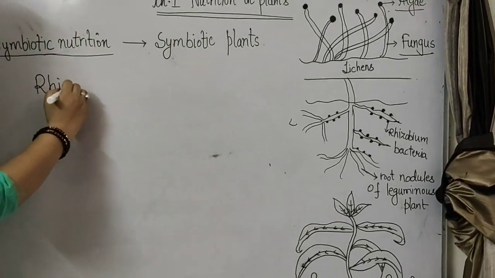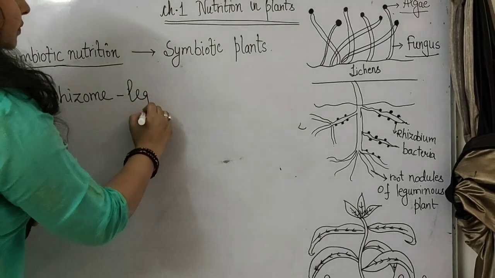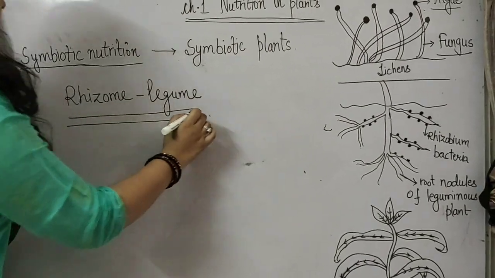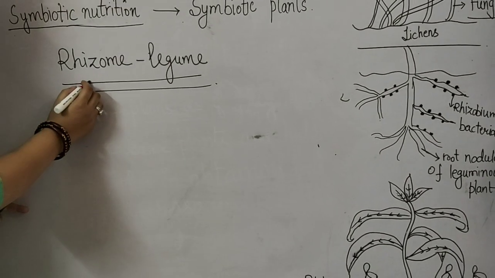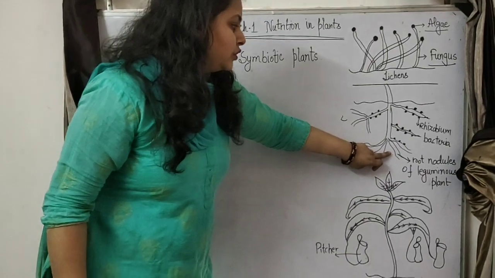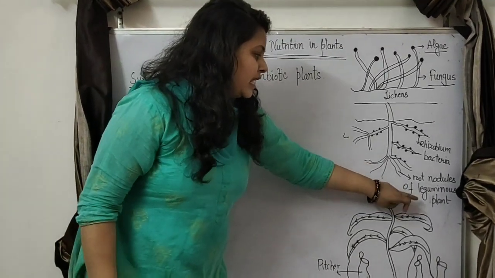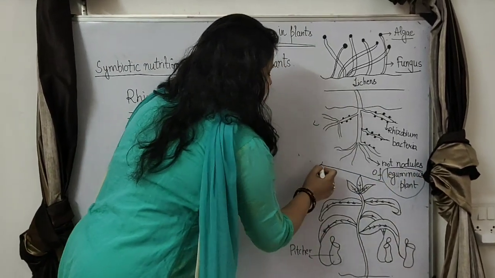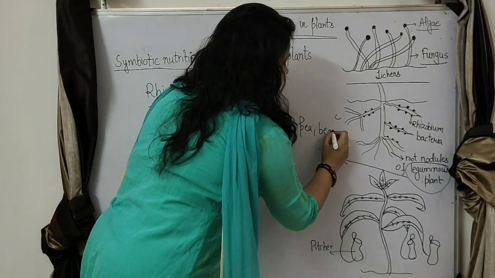Okay. Now, another example of symbiotic plants is rhizobium and legume plants, where rhizobium is what? A bacteria that survives in the root nodules of leguminous plants. Now, what are leguminous plants? Leguminous plants are like pea plants, beans.